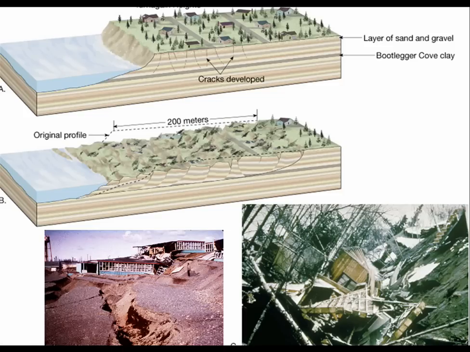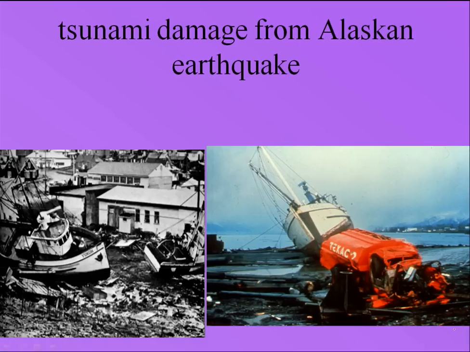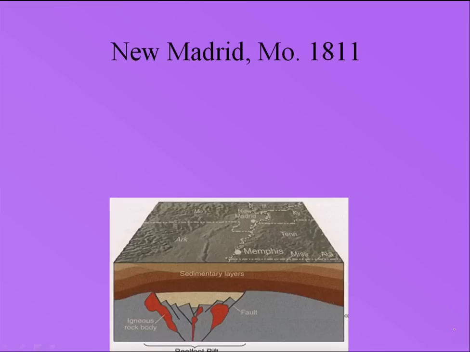Some of the worst damage was done in an area near Anchorage called Turnagain Heights. The housing development was built on top of a layer of clay, Bootlegger Cove clay. When the earthquake happened, cracks developed and the entire section moved down toward the sea. The Alaskan earthquake created a tsunami that did damage all the way south to Crescent City, California.